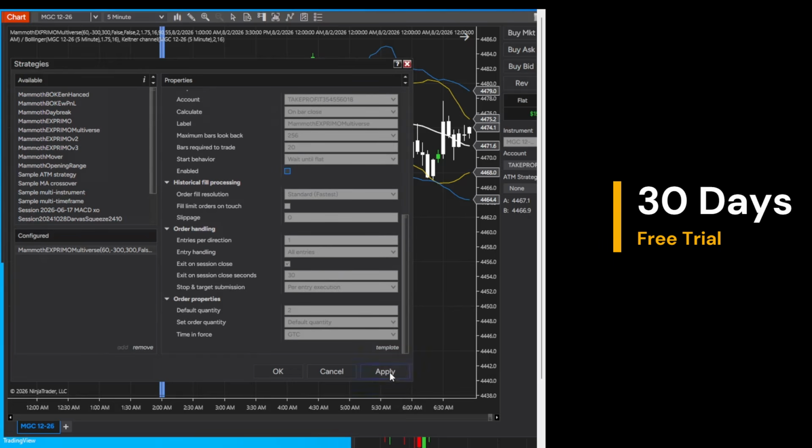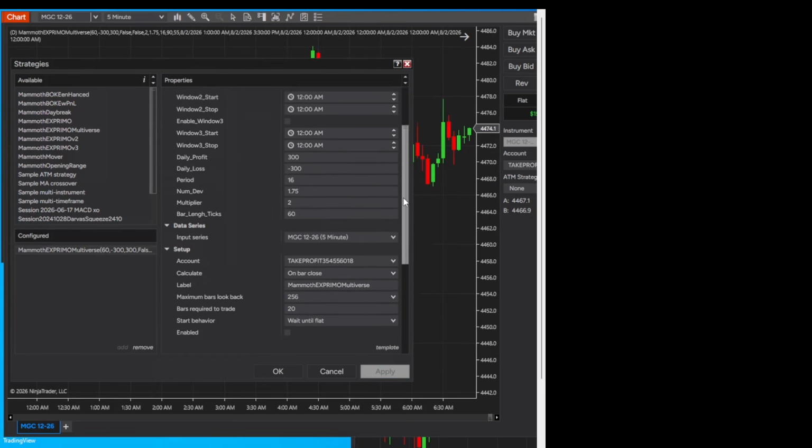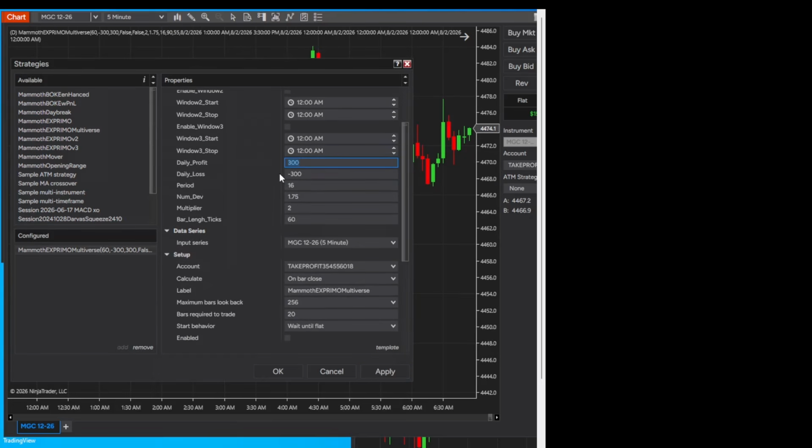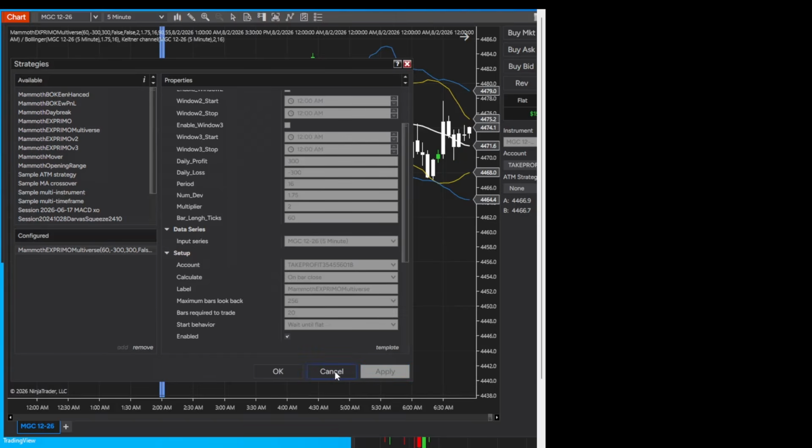Let me just disable it. You can see it, two contracts, right? And daily profit is 300 as a profit ceiling, and the loss is 300. And all these parameters are set, optimized for MGC. So we say bar length ticks is 60.